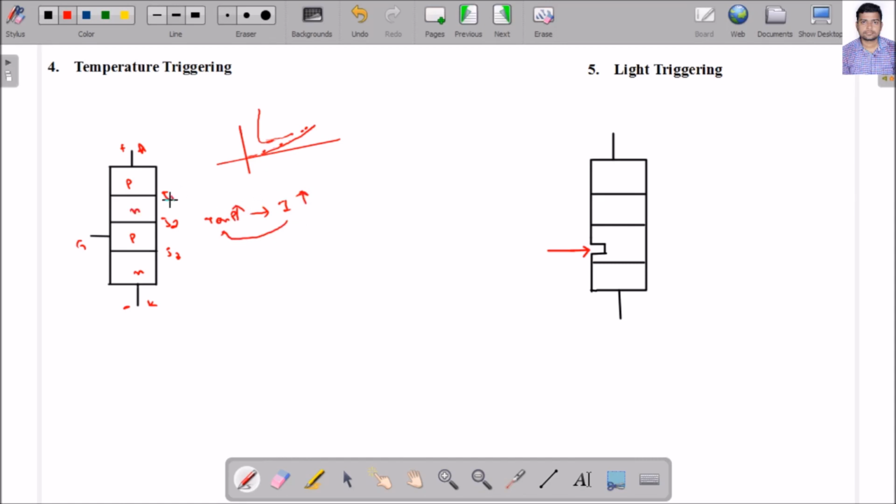So it may turn on the thyristor at high temperature. Again it is undesirable, because at high temperature it may damage the thyristor. Okay, the last is light triggering. Again it is anode and cathode. So when anode is given what?